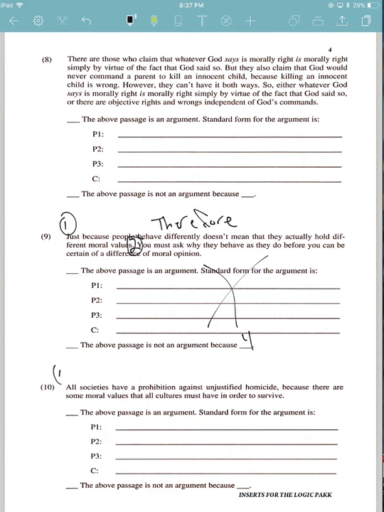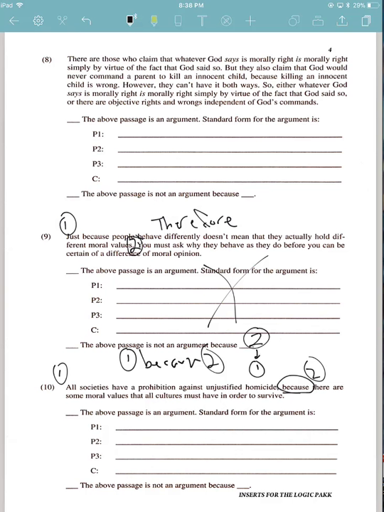And then here on number 10, I have 2 statements, and I have a because. It says all societies have a prohibition against unjustified homicide because there are some moral values that all cultures must have in order to survive. Now, what's interesting here is, generally speaking, if you see something like this with a because, you think, okay, it's automatically an argument, and then therefore 1 must be the conclusion, and 2 would then be going to 1 because that's a premise.